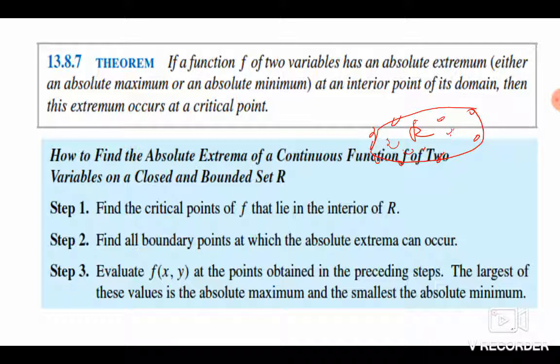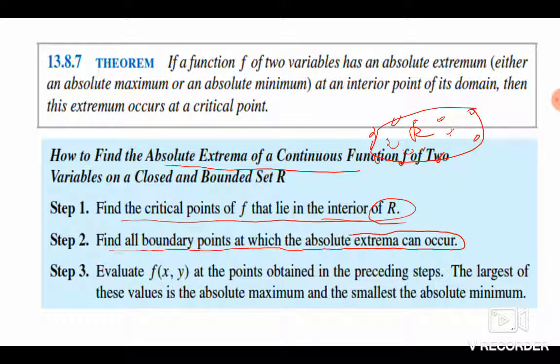So what we have to do to get the absolute extrema is given here. Find the critical points that lie in the interior of the region. Find all boundary points at which the absolute extrema can occur, and find the value of the function at all the given points. Then the largest value of all these is called the absolute maximum, and the smallest value of all these is called the absolute minimum. That's very trivial, right?